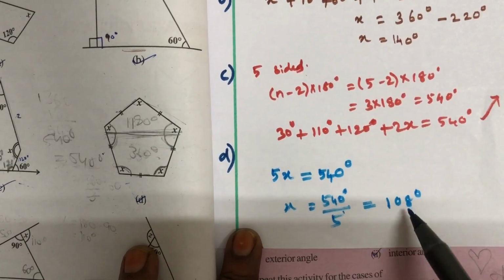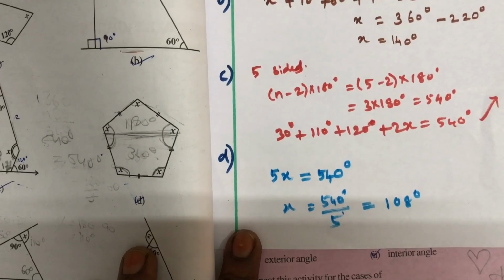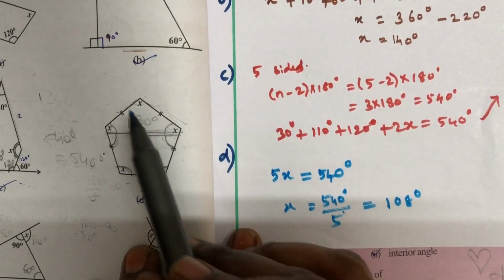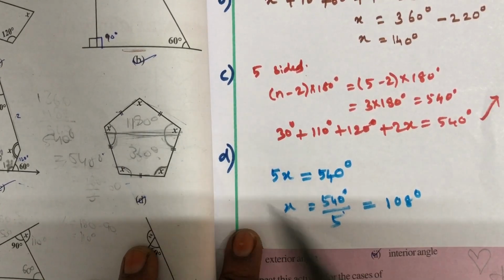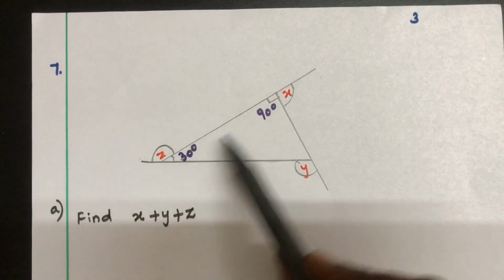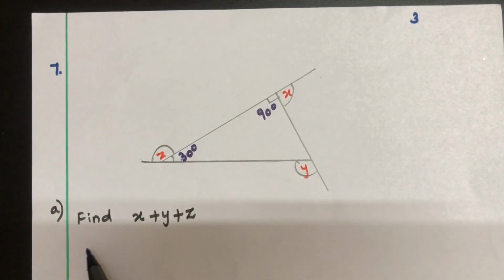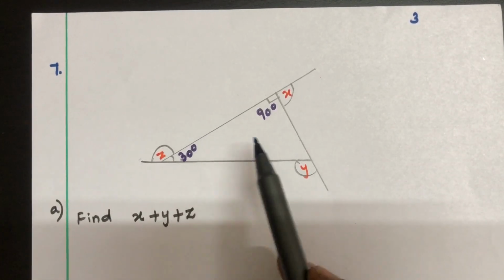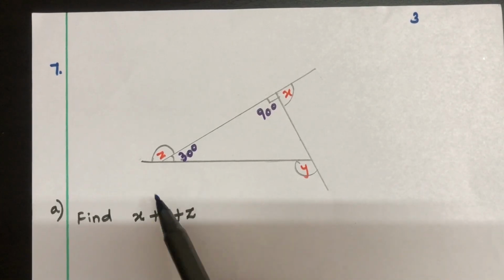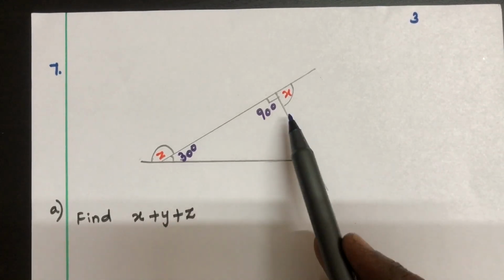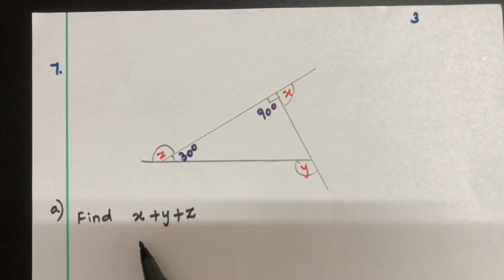If we cancel this, 108 degrees is the answer. Each x must have 108 degrees. Seventh question. See this, there is a figure with the interior and exterior angles. Now we are going to find the exterior angle values x, y and z, and we are going to deduce this sum.